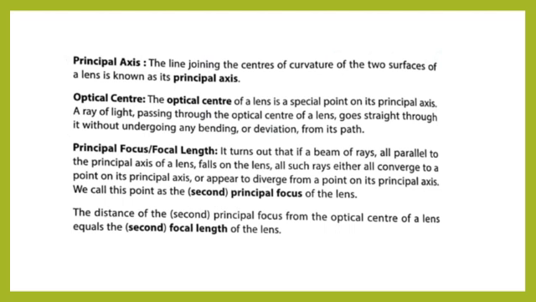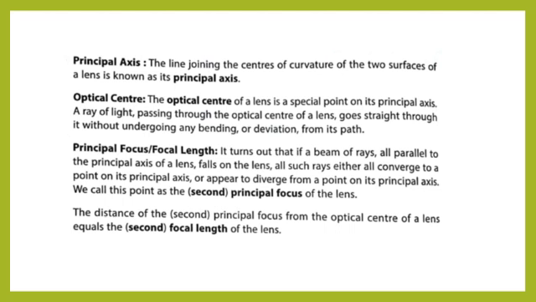Next term is principal axis. The line joining the centers of curvature of the two surfaces of a lens is known as the principal axis. Then the next term is optical center. The optical center of a lens is a special point on its principal axis. A ray of light passing through the optical center of a lens goes straight through it without undergoing any bending or deviation from its path, like the normal in case of a glass slab.